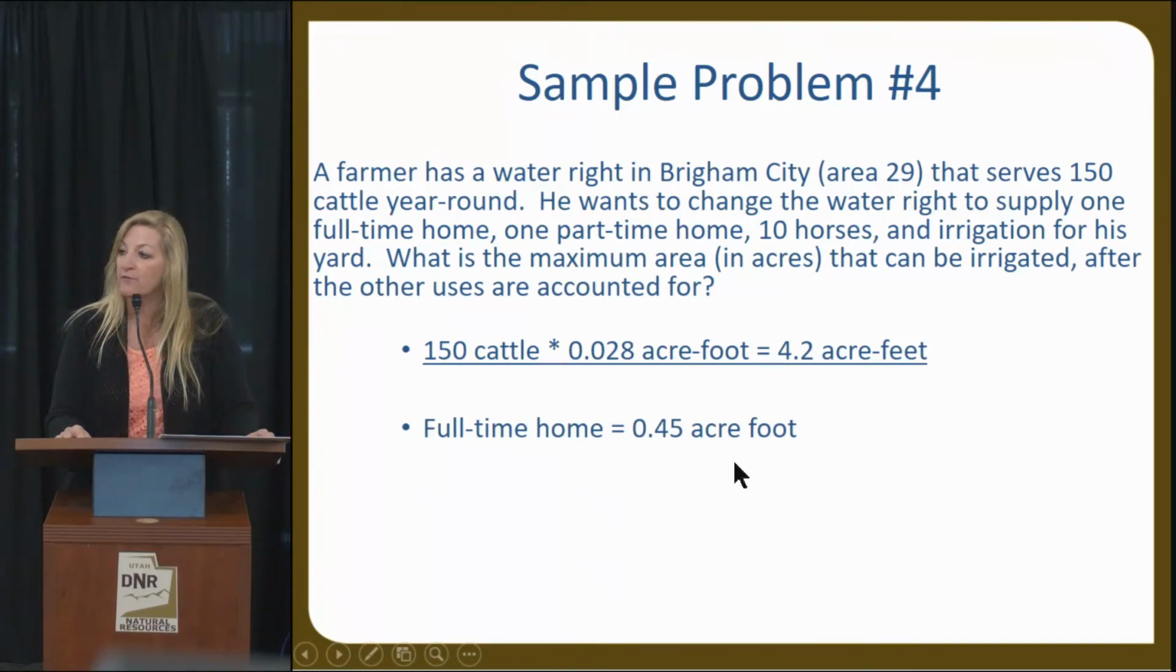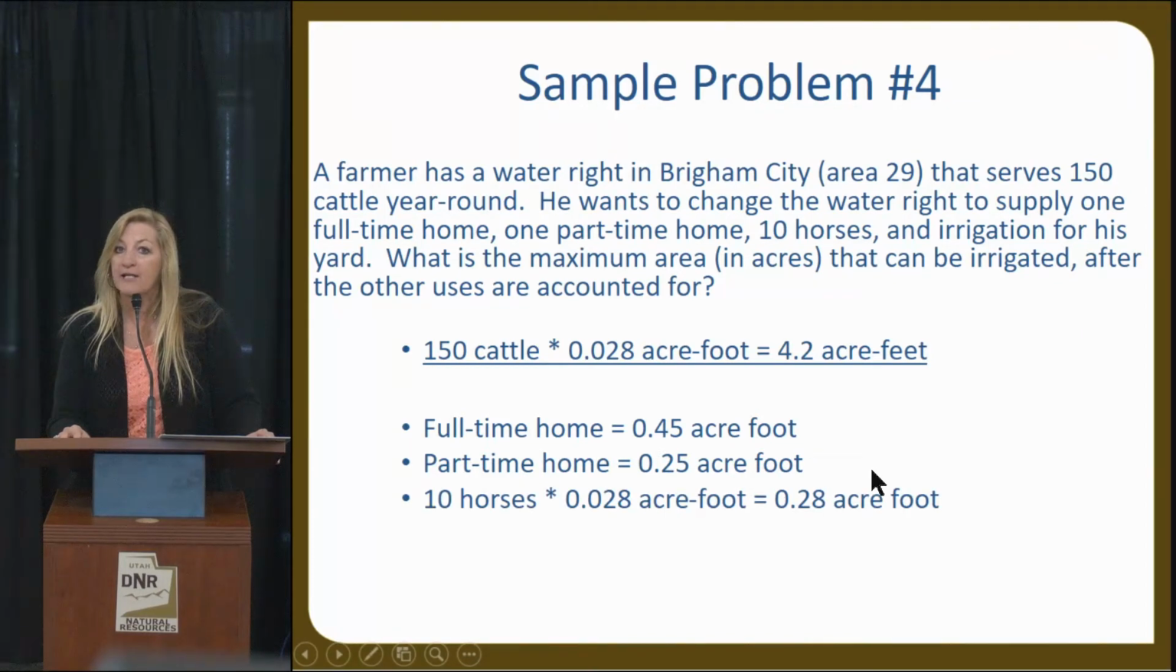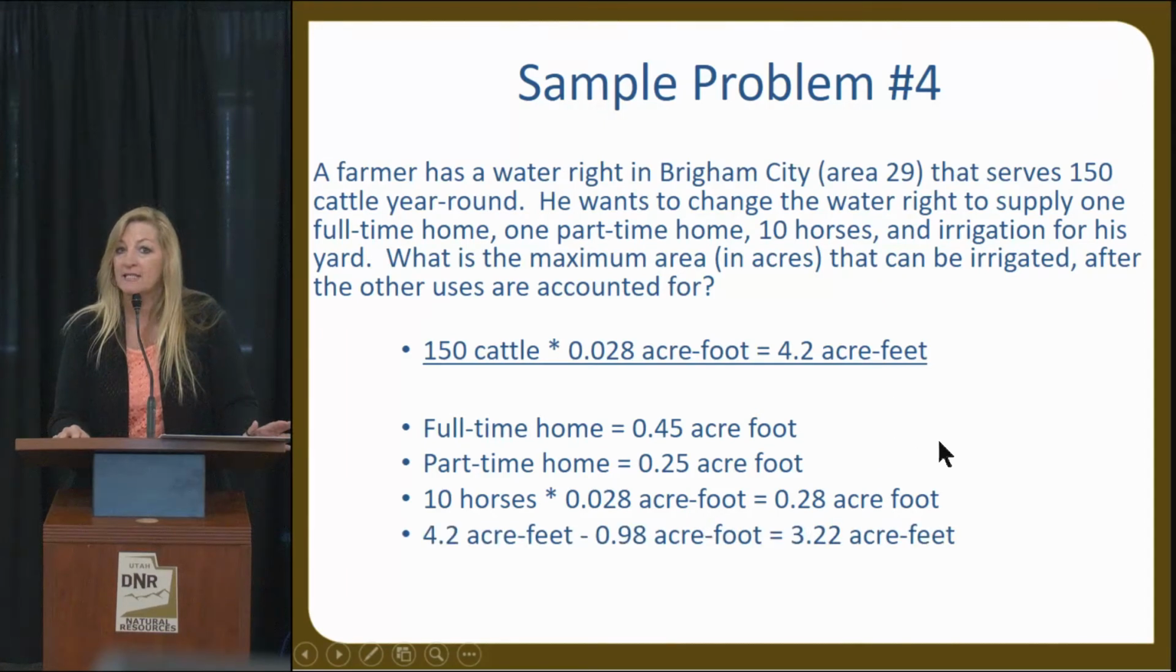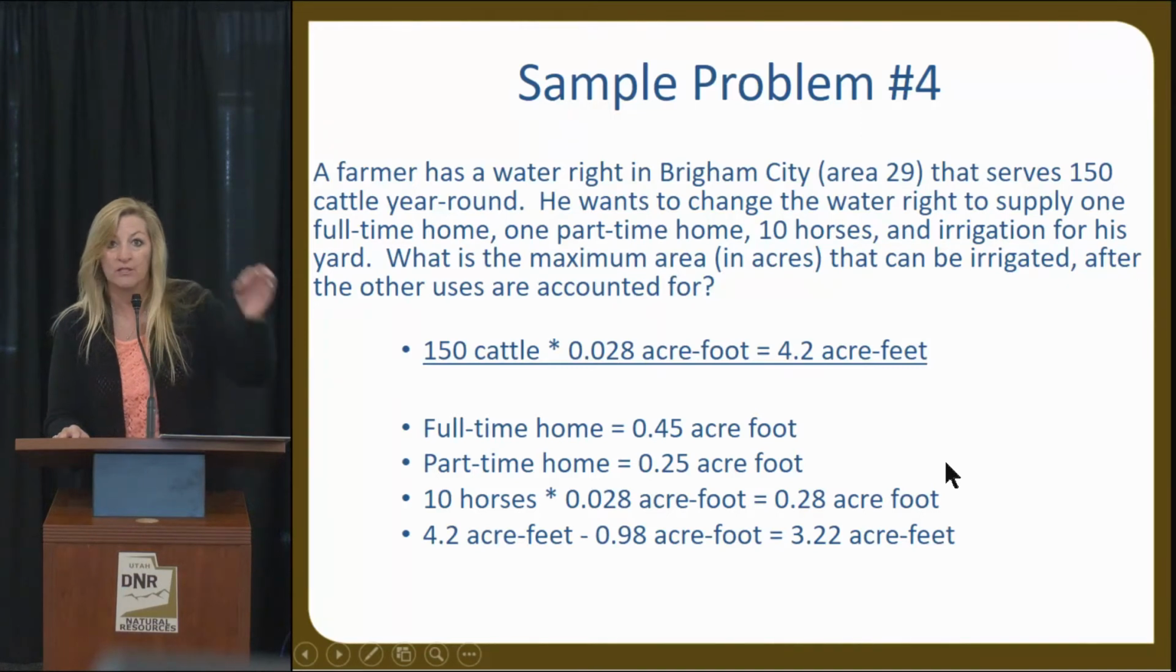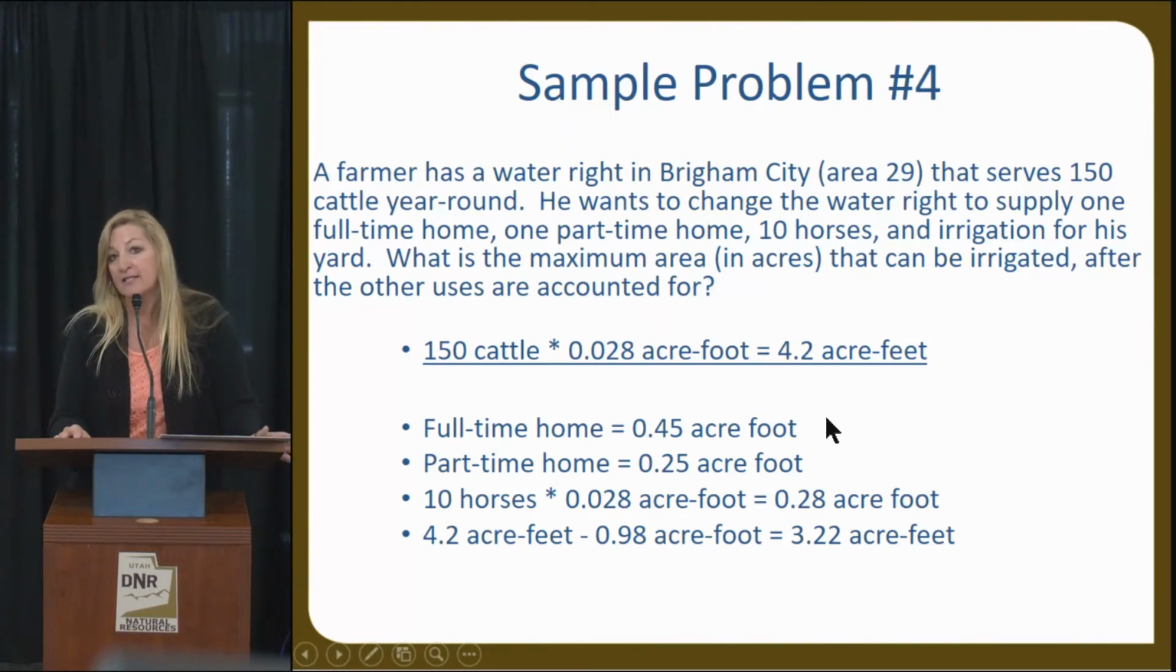Full-time home is the 0.45. The part-time home is 0.25. The 10 horses is going to be 0.28. Okay, that added together is going to be the 0.98. 0.98 is the total acre-foot amount for those 3 uses. We're going to subtract that total amount from our beginning total of 4.2 acre-feet to find out we have 3.22 acre-feet to devote to the irrigation portion.